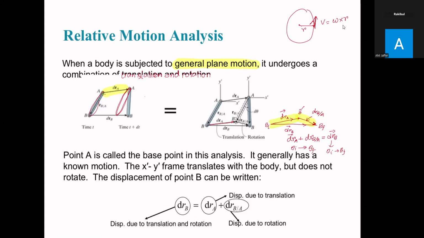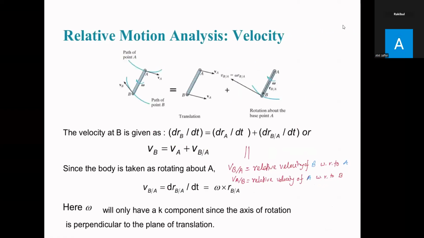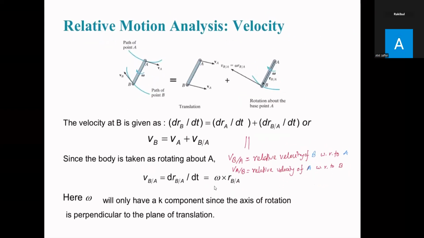Similarly, if we look here, we can also say this relative motion has a rotation part. So the linear velocity will be angular velocity times the radius. Angular velocity times the radius. And what is that radius? Because B is rotating with respect to A.